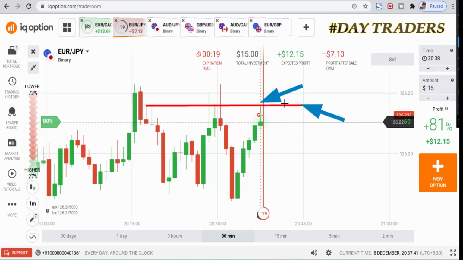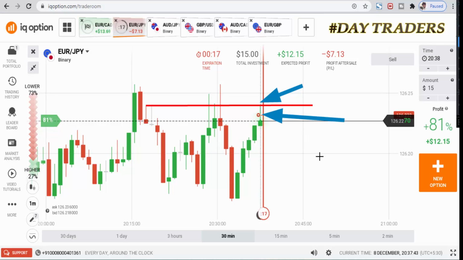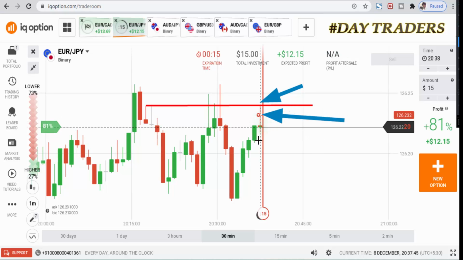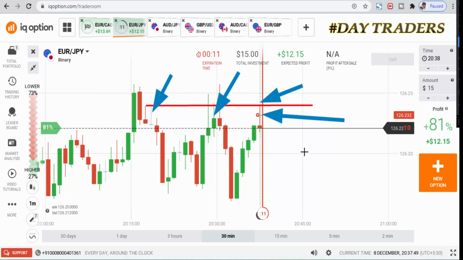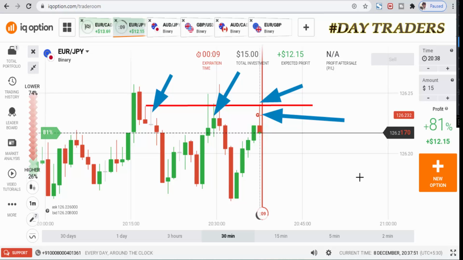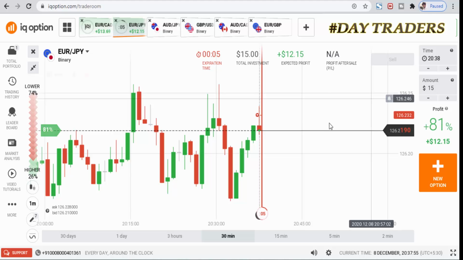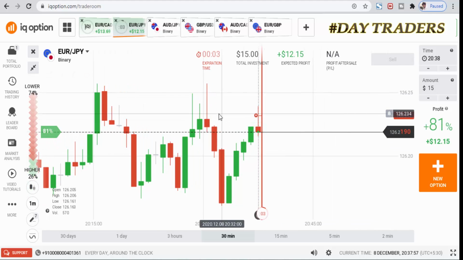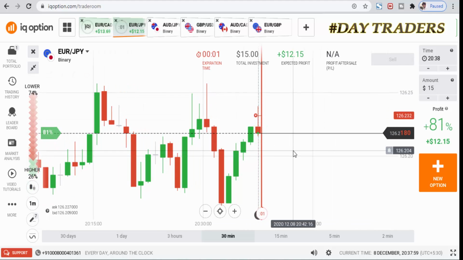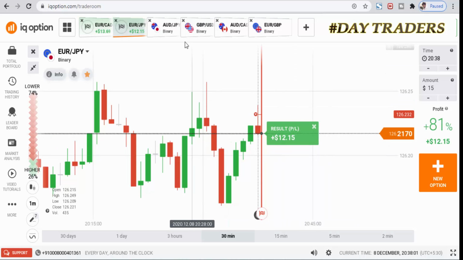Very fast momentum. Place a trade at this level. Okay, no problem. It's a very strong seller's entry. It's a very strong rejection at this point, so that's the reason I place a lower option. You can see very strong rejection at this area again. Okay, this is also a winning trade.